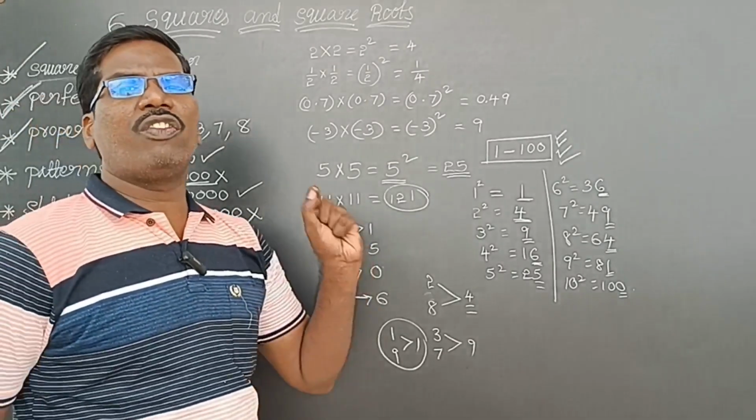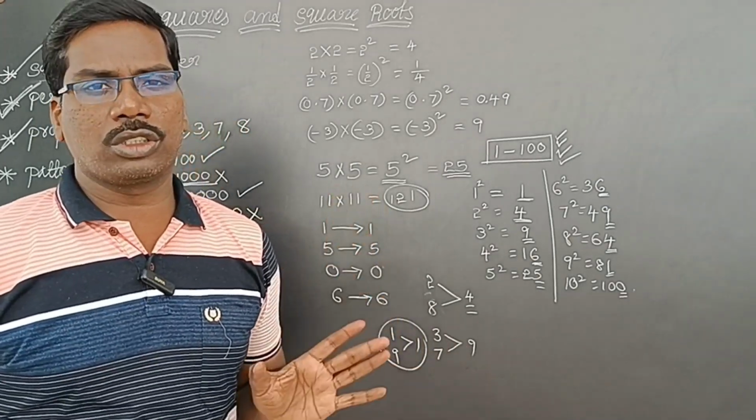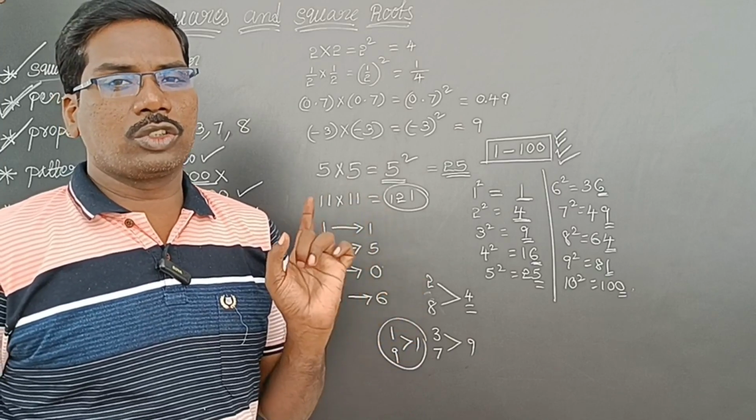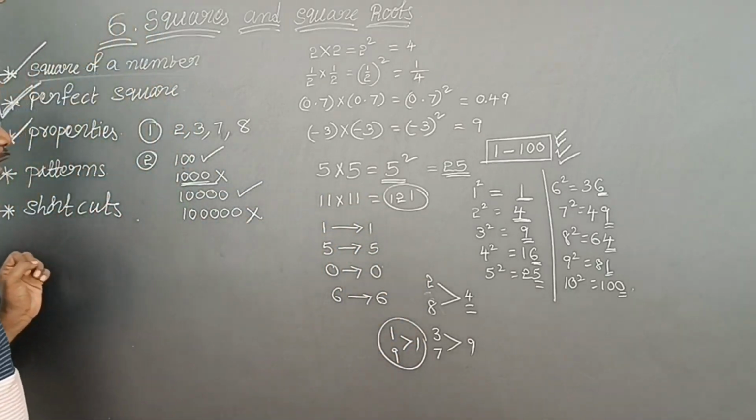The square numbers never end with an odd number of zeros. So this is the second property.